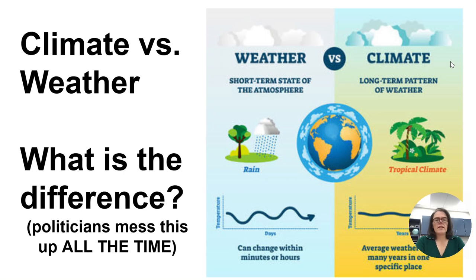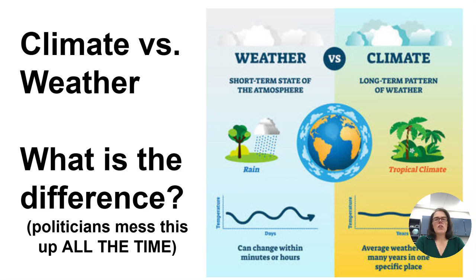So what is the difference? And politicians mess this up all the time. Weather is the short-term state of the atmosphere. The snowstorm we just had, a rainstorm, what is happening on the scale of hours or days.